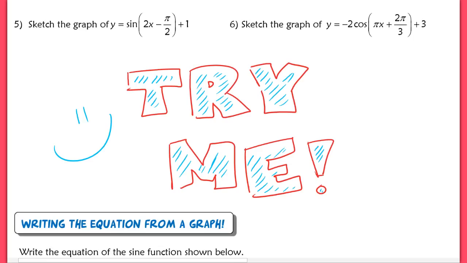Okay, please pause and try 5 and 6. You definitely want to try these to make sure that you know what you're doing, because there is a lot of stuff involved in this, and the transformations are definitely not easy with the fractions. So please make sure you try 5 and 6, pause and check with the key.